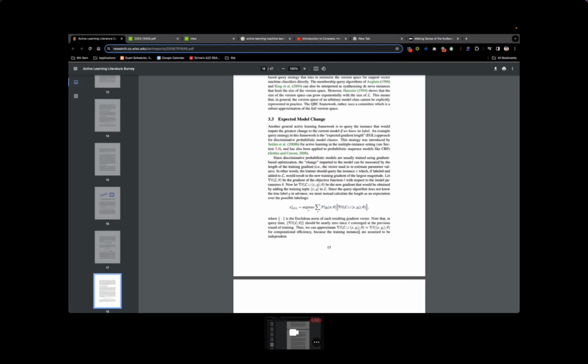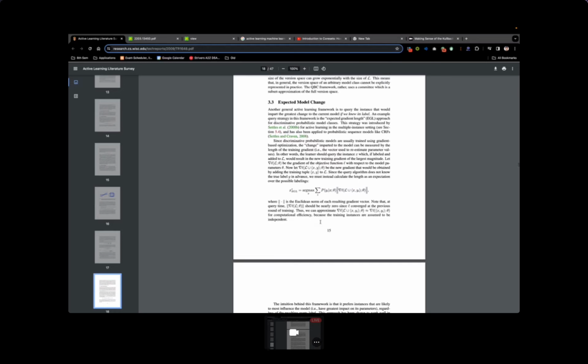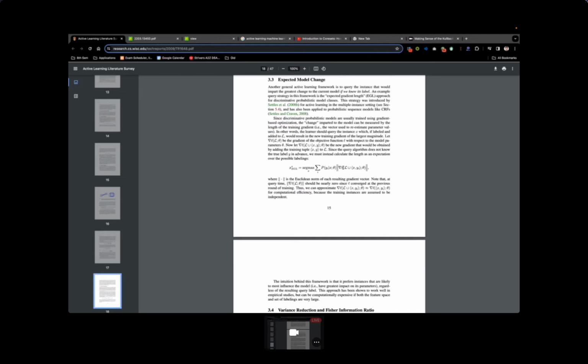So you do this. Okay, so this is expected gradient length. I'll be really happy if someone implements this. And be careful that this is the gradient with respect to model parameters. Another thing is that you can approximate this: computing the gradient of loss on the entire labeled set plus the current point is equivalent to the loss on only the current point.